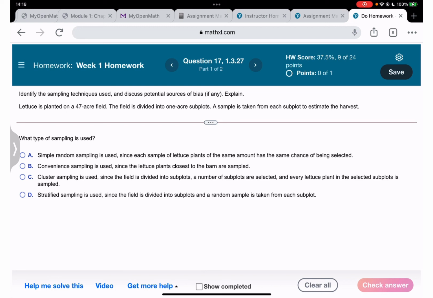So let's see what we have. Lettuce is planted on a 47-acre field. The field is divided into 1-acre subplots. A sample is taken from each subplot to estimate the harvest. So there are many subplots, and a sample is taken from each subplot, meaning a portion of it. That's going to be stratified. Break down into sectors, in this case subplots, but they take a portion of it, a sample, right? A subset. So this is going to be stratified. We have only one case of stratified, and that is going to be the case.